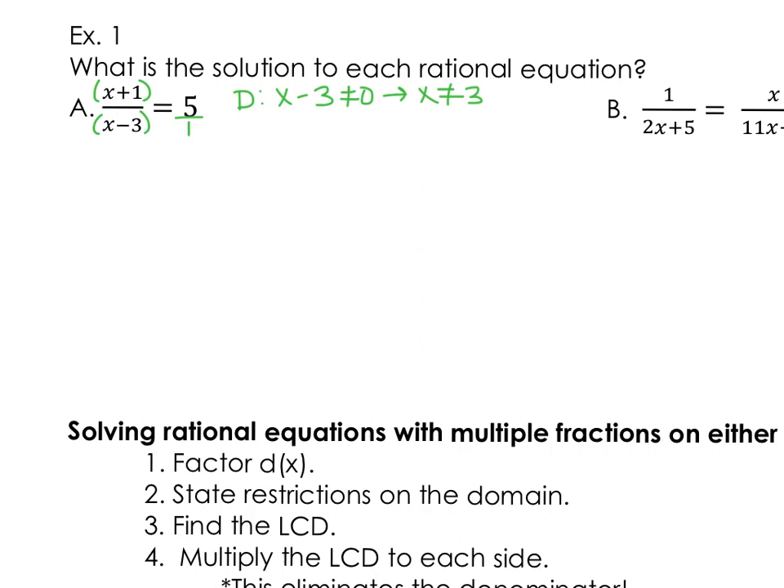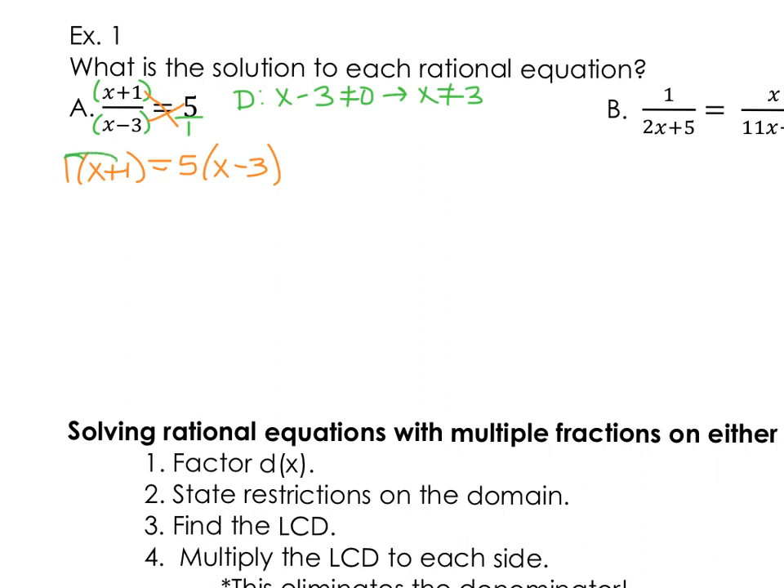Step 3, cross-multiply. This is the step that eliminates the fraction itself. If I cross-multiply from the top left to the bottom right, I have 1 times (x plus 1). And if I go bottom left to top right, we'll set that equal to 5 times (x minus 3). In this step, the fraction always goes away. From here, we just solve for x.